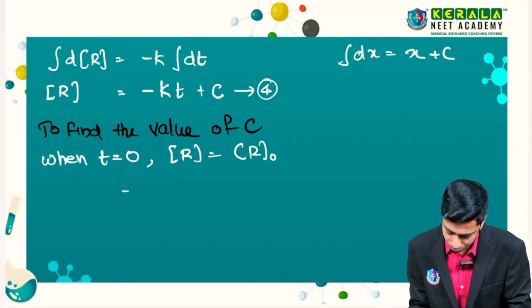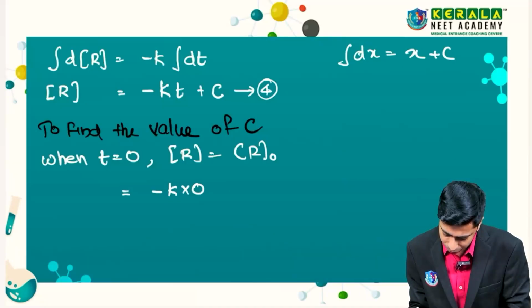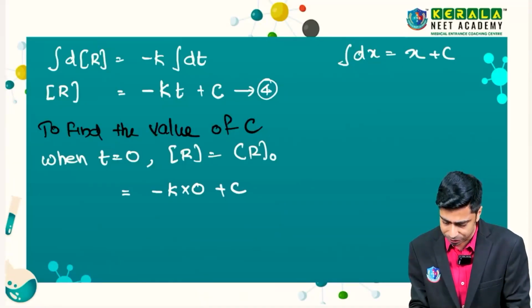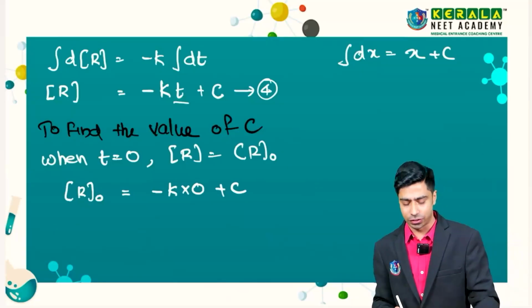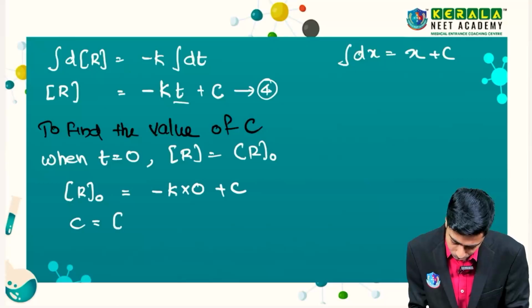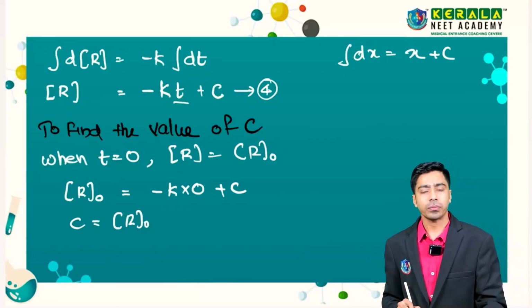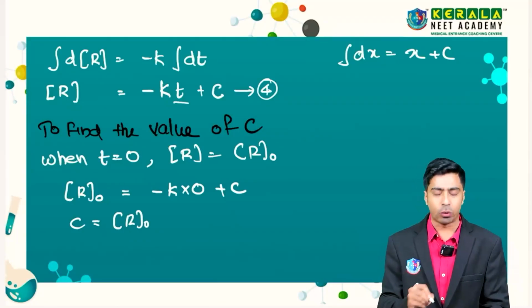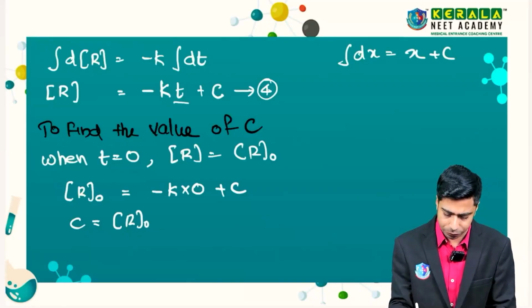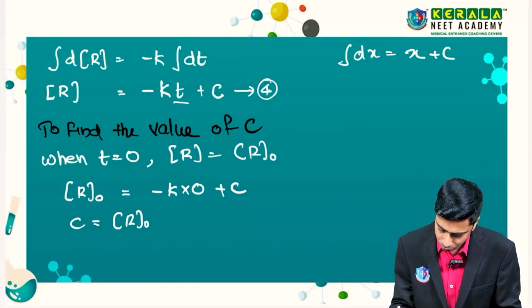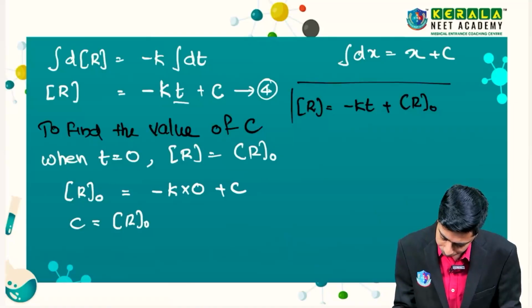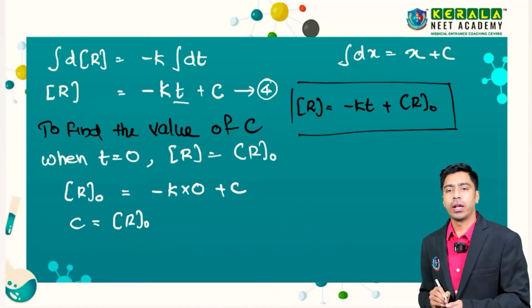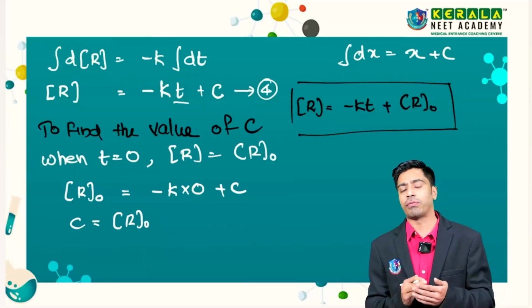Now that is equal to minus k into 0 plus C. When time becomes 0, instead of R, I can write the initial concentration R0, which means C is equal to R0. Now substitute the value of C in equation 4. Substituting, you get concentration of R is equal to minus kt plus concentration of R0.